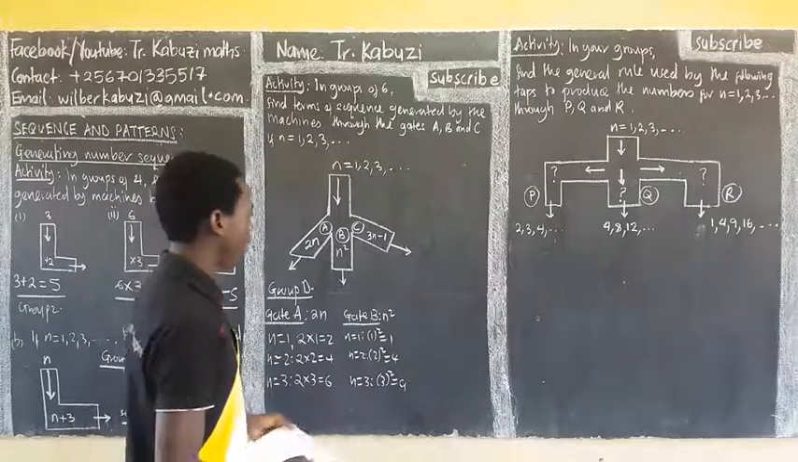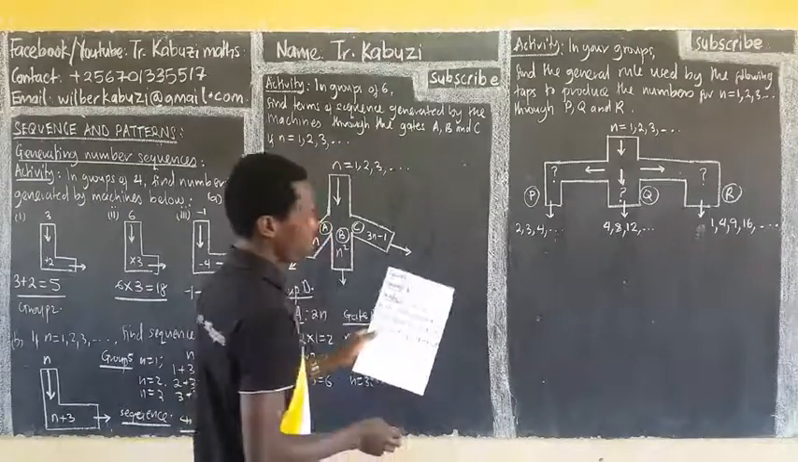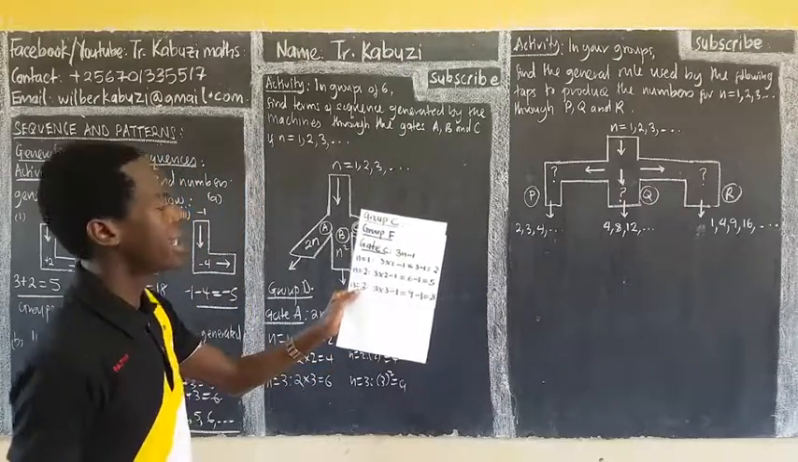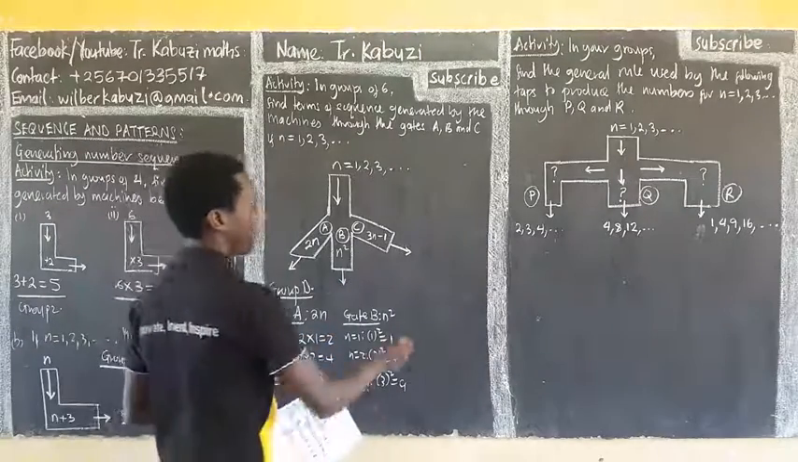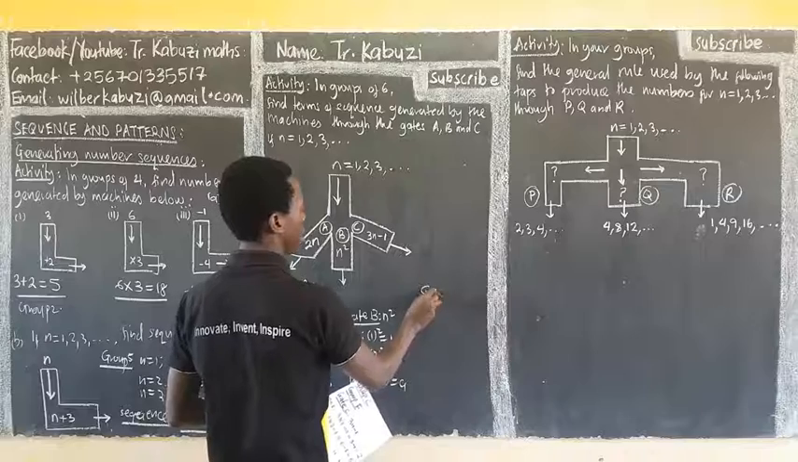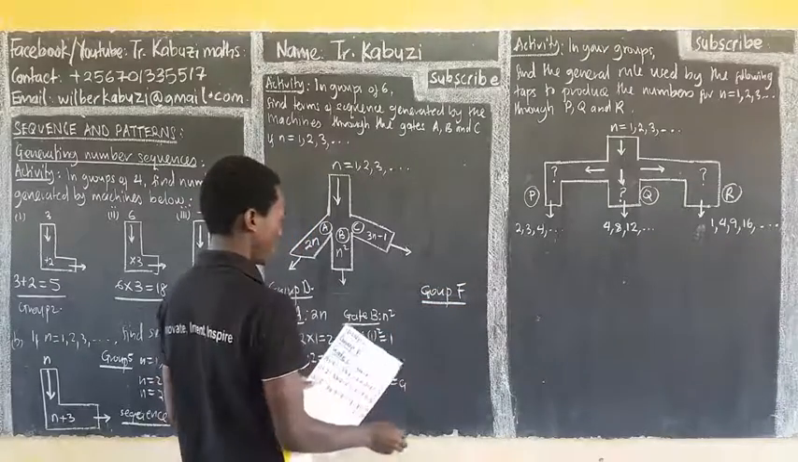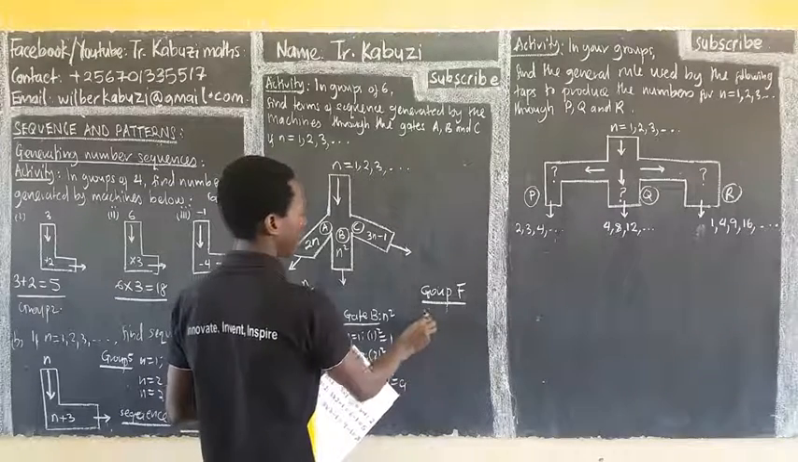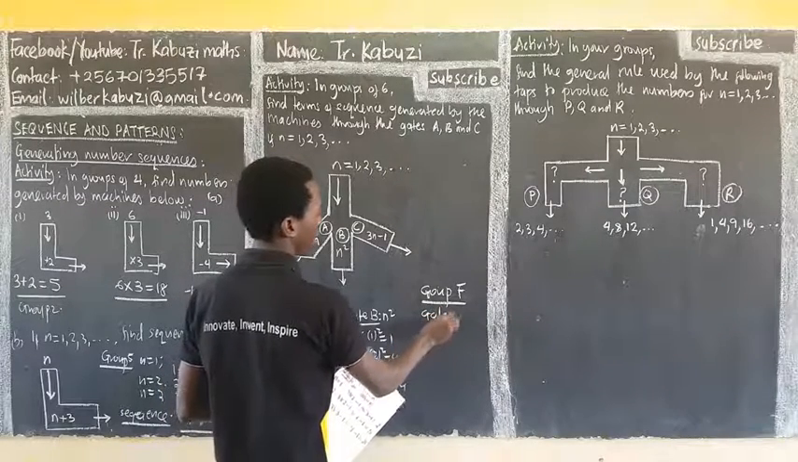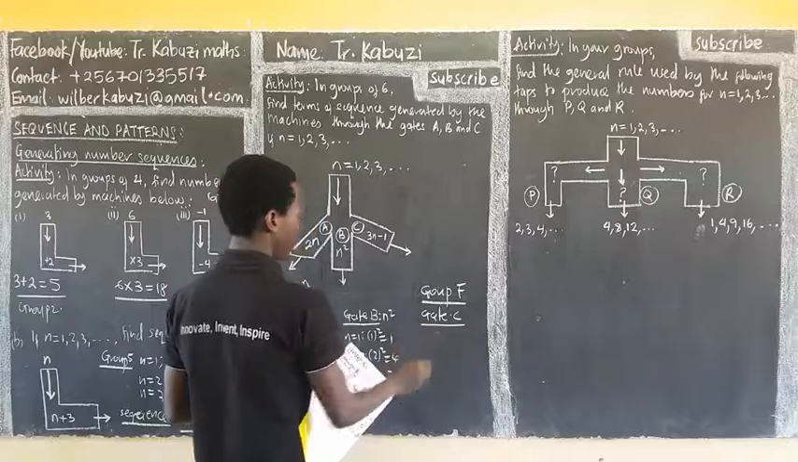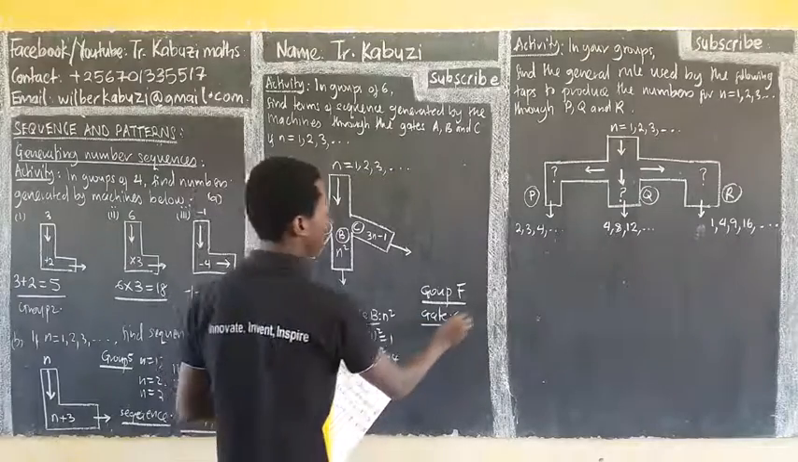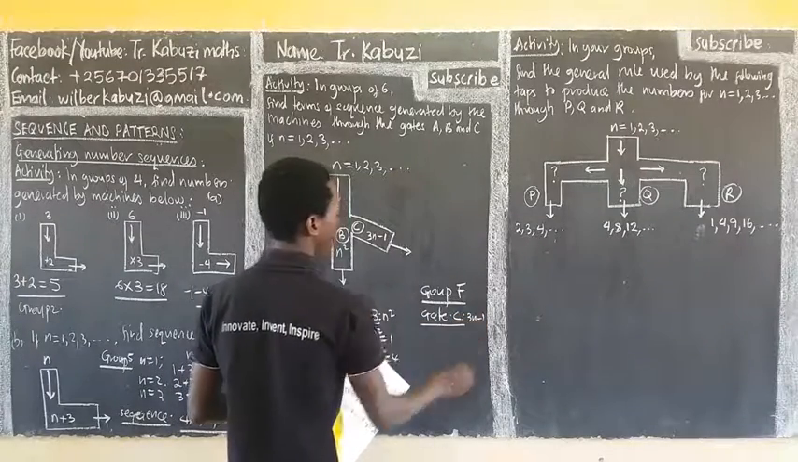So this is group F. Group F, I think, is what they generated there. So group F, our group F. So they go to get C. Get C, we had 3n minus 1.